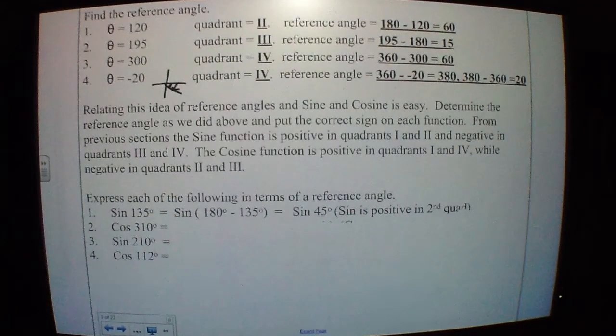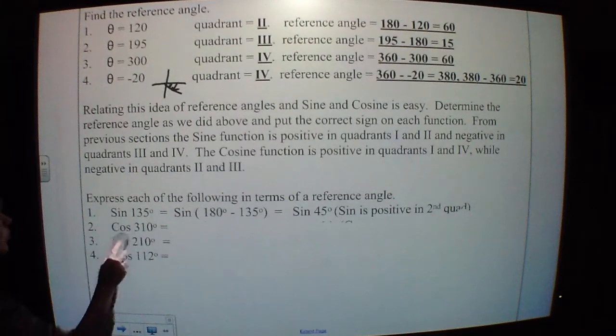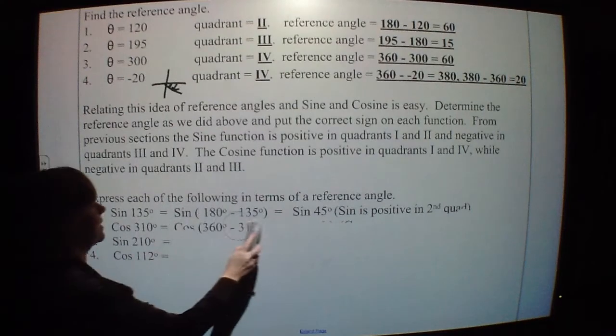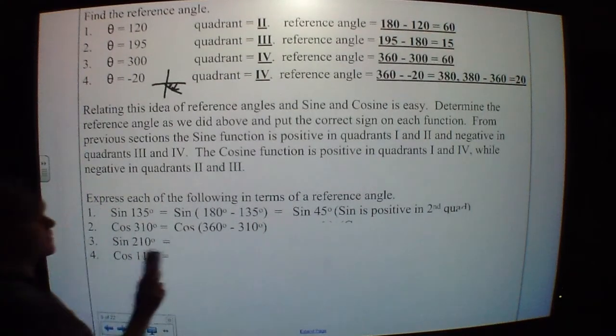Cosine of 310. 310 degrees puts you in the fourth quadrant. Cosine is positive there. So you could call this positive cosine of my reference angle. And my reference angle is 50 degrees.